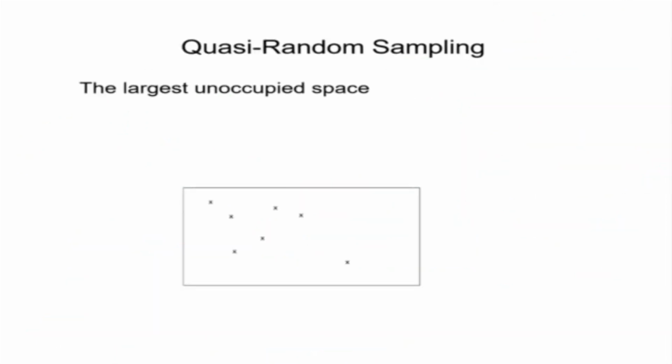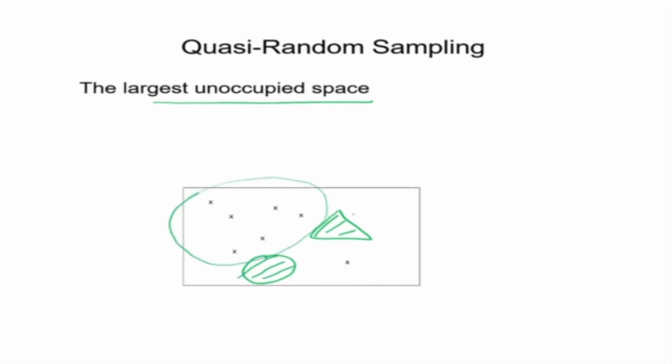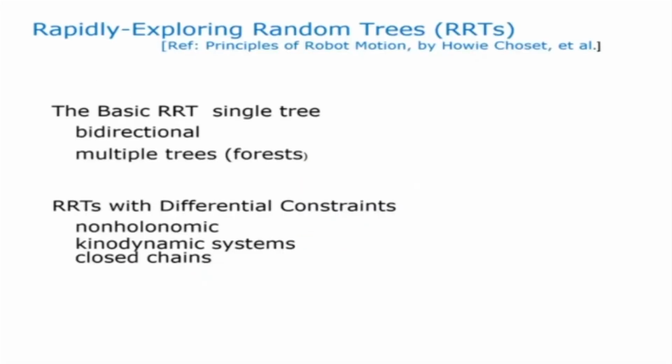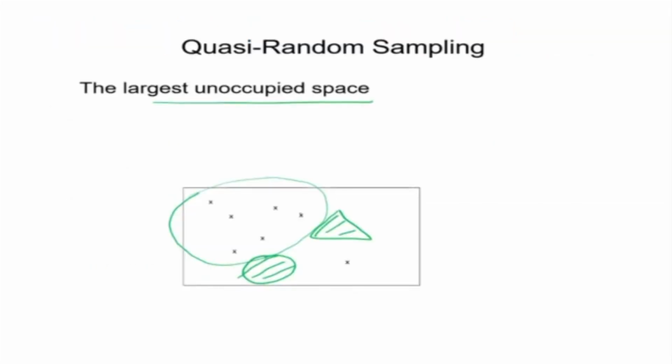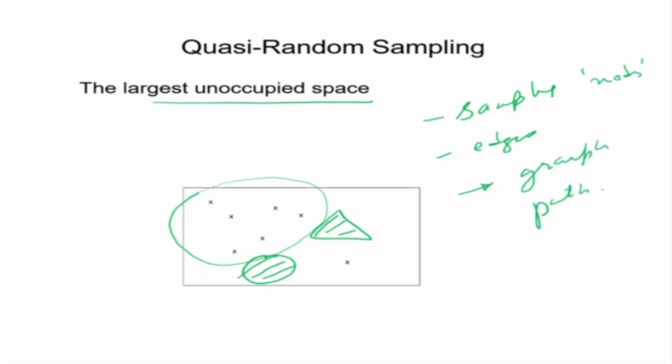Quasi-random sampling is basically sampling the largest unoccupied space. Suppose I have a workspace like this, and this is the unoccupied space. You do sampling there in a quasi-random sampling method. That is one way by which we did our sampling. We generated our nodes, then we generated our edges, and from the edges we made our graph, and then we found a path. That's how we did it. Now there can be other ways of doing this.